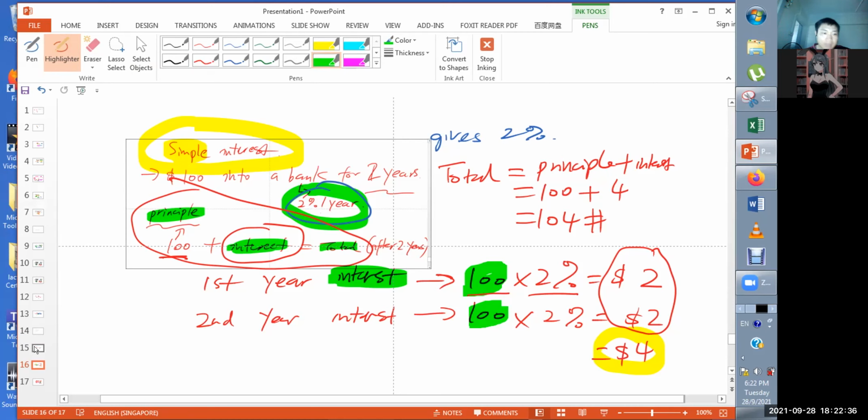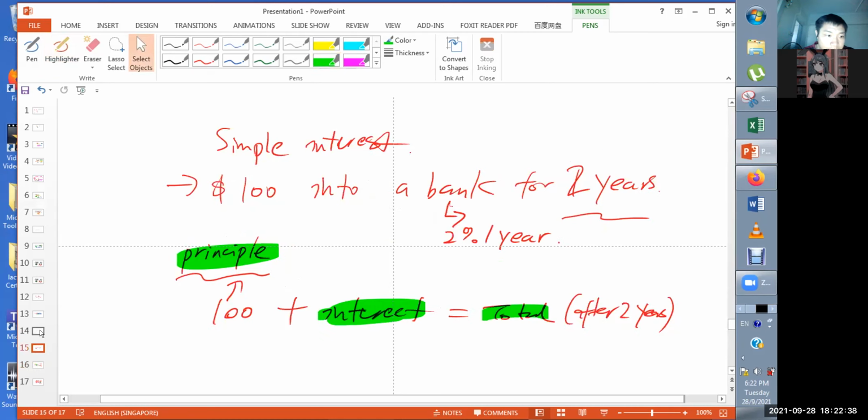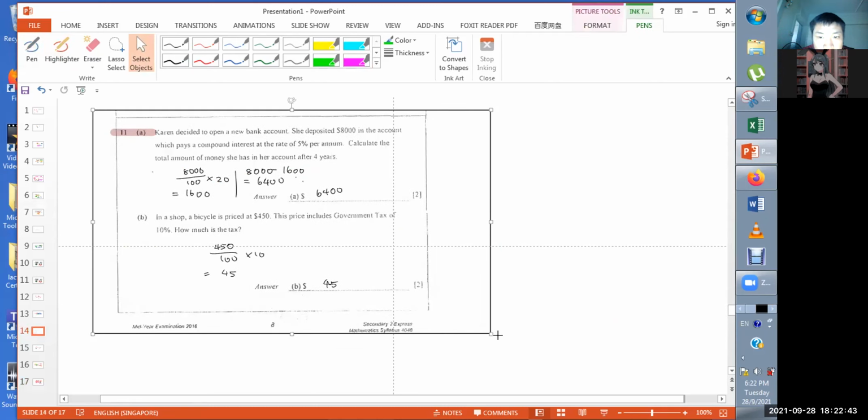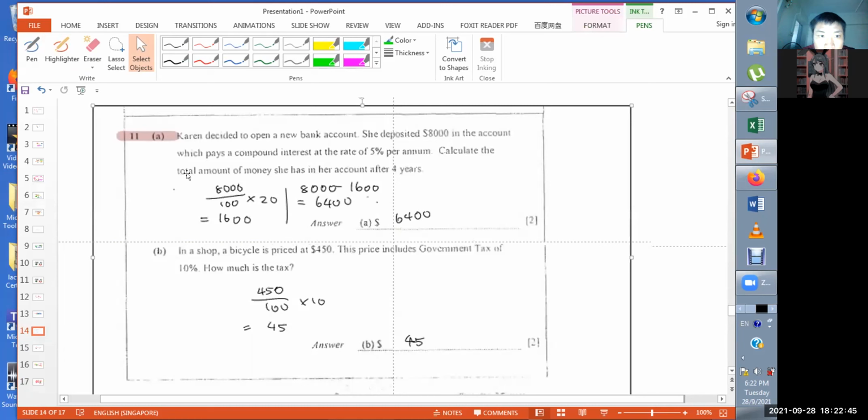Now let's look at the question, whether it's simple or compound. It says Karen decided to open a new account and she deposited 8,000, which pays a compound. Can you see the word compound?